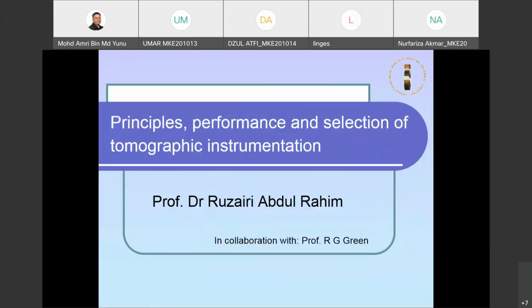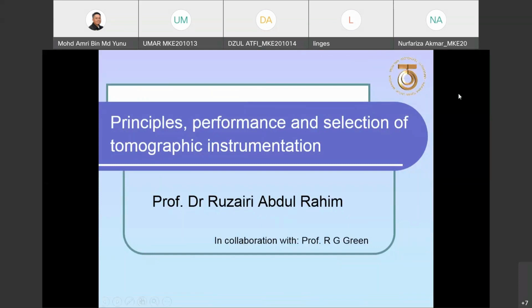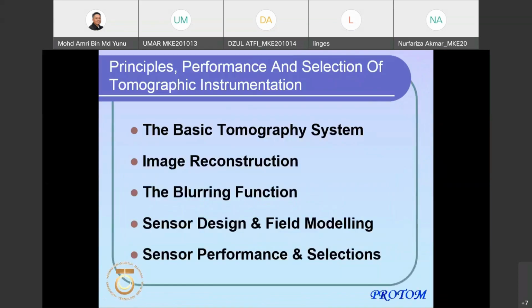One of the topics on the subject is tomography. We will look into the basics of tomography systems, image reconstruction, the other factors in tomography, and then sensor design and sensor performance of the tomography system.